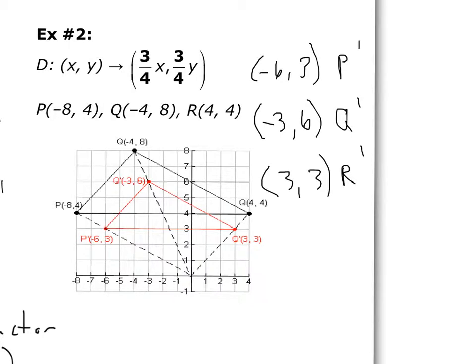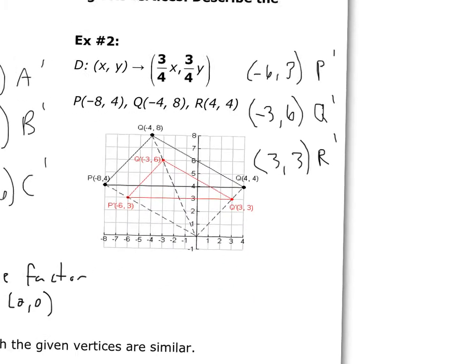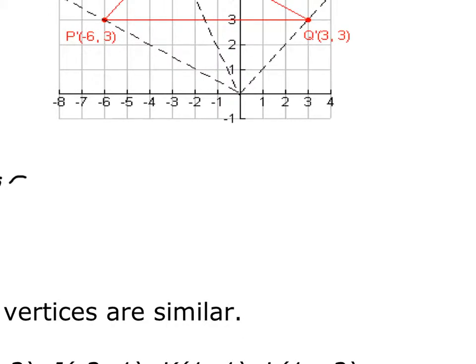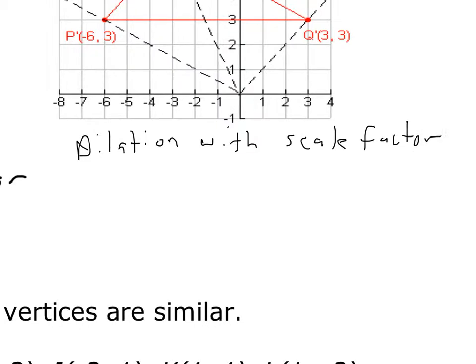You can see that if you look at all your ordered pairs for your red points, all of those appear for the prime ordered pairs that we found. So if we wanted to describe this, we would say it's a dilation with scale factor of 3/4 centered at (0, 0).